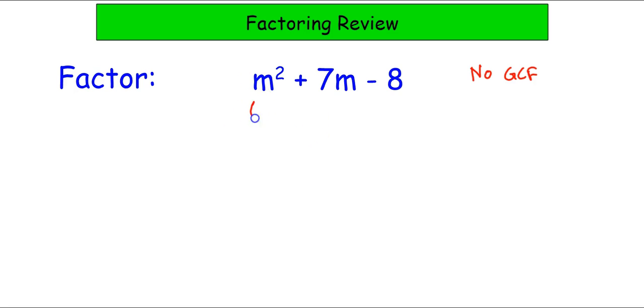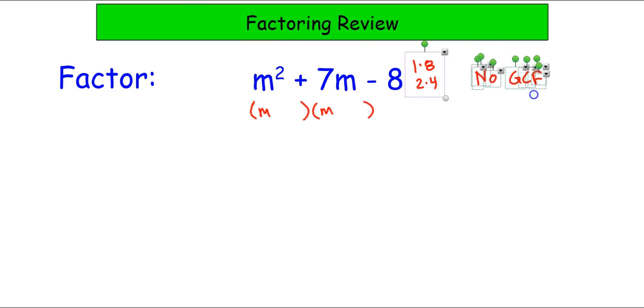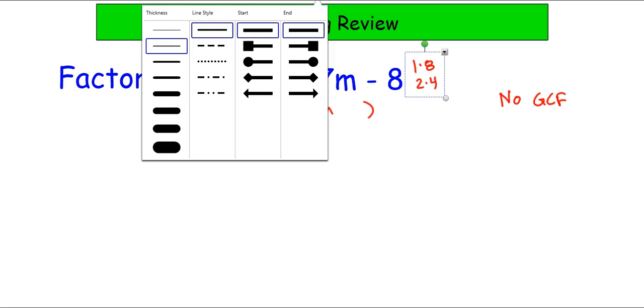So I'm looking at a binomial times a binomial. My first terms are going to be multiplied together to get this, and I know that's m times m. My two last terms are going to multiply to give me a negative 8, so we have to pay attention a little bit here. So I know 1 and 8 can give me a negative 8. I also know that 2 and 4 can give me a negative 8. So this next step here to figure out which one is actually true is I'm going to look at all different combinations of positive and negatives for my two factors.